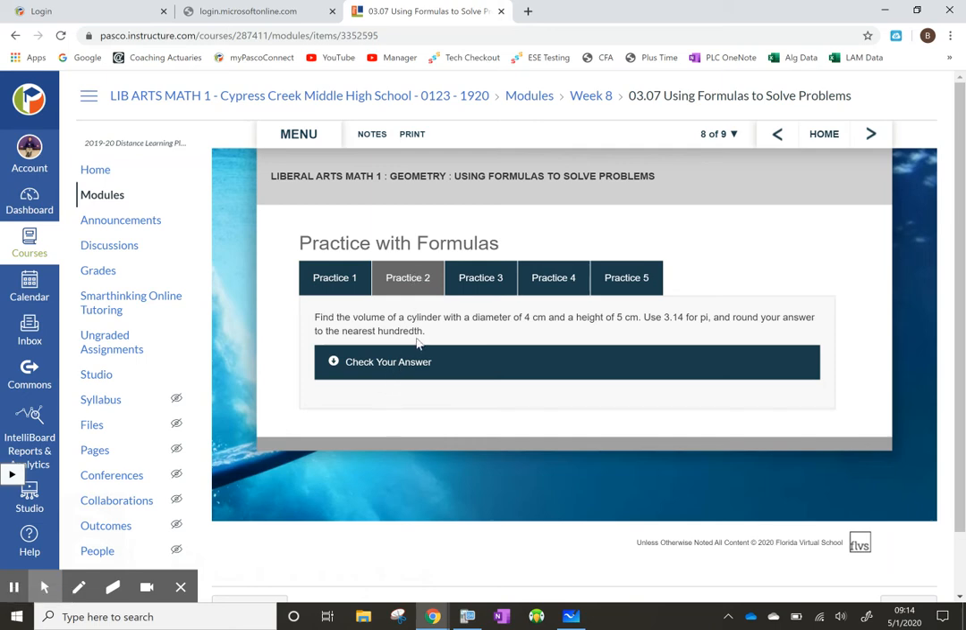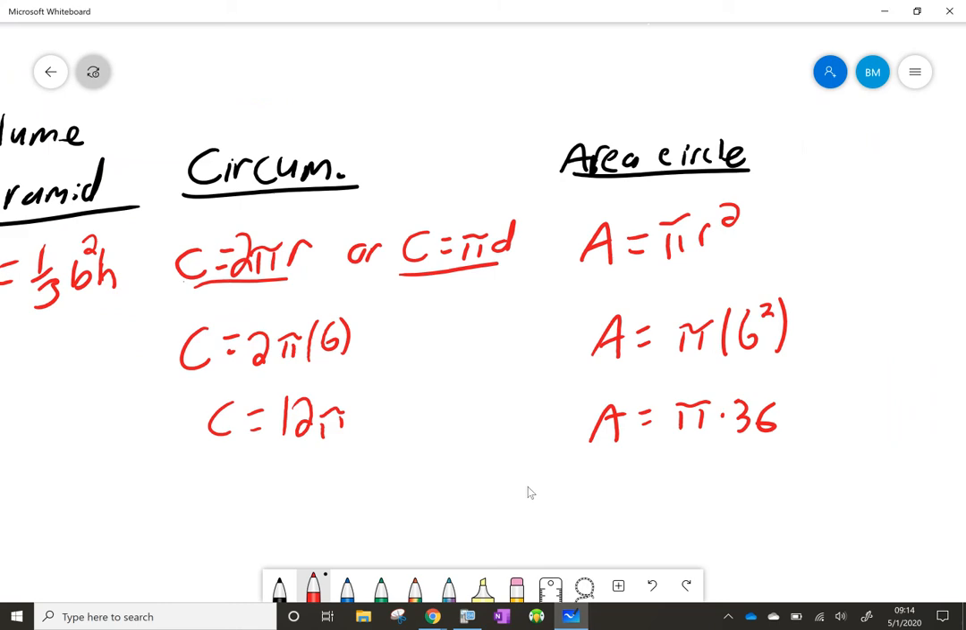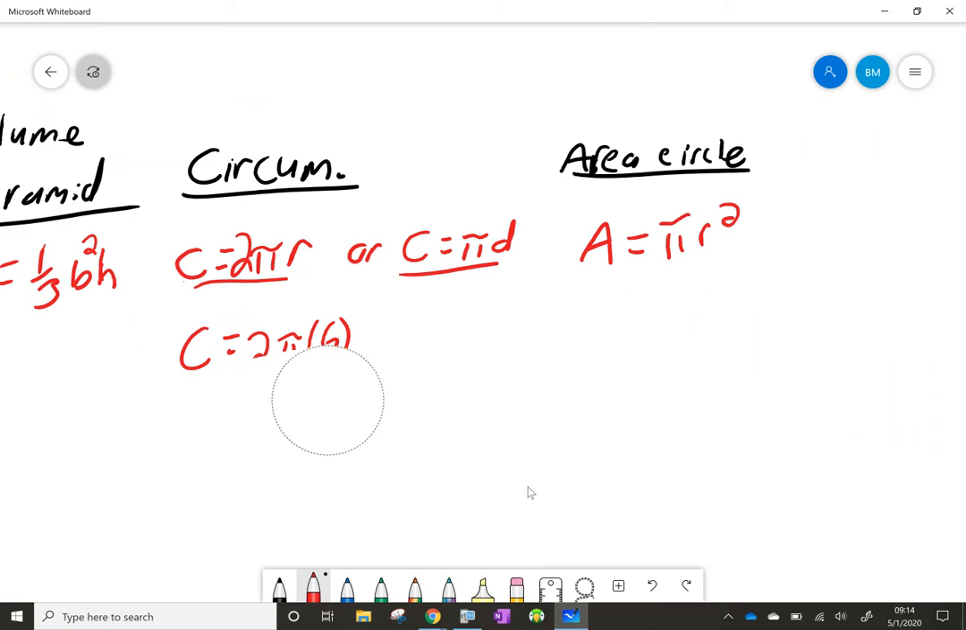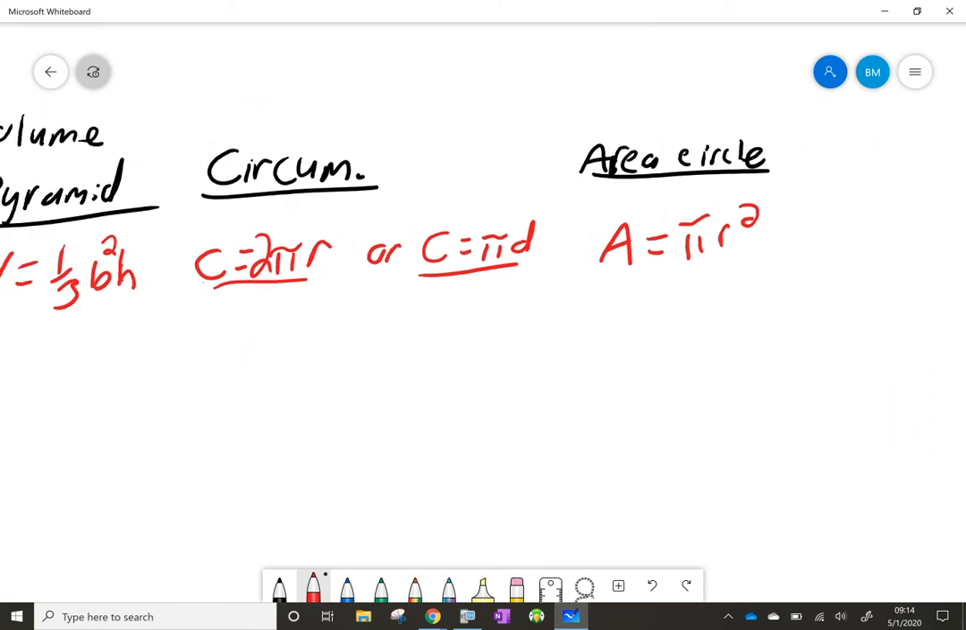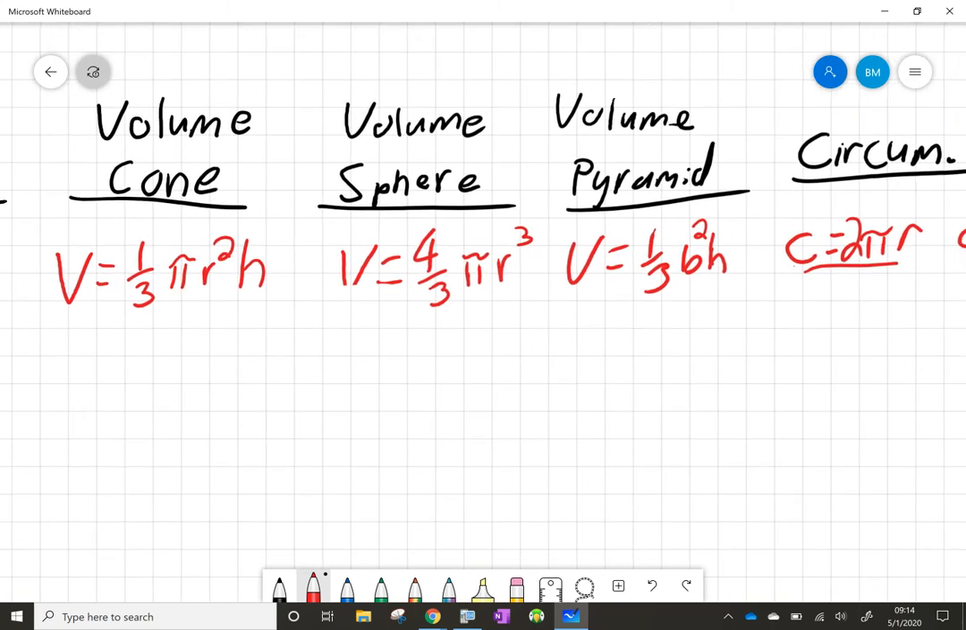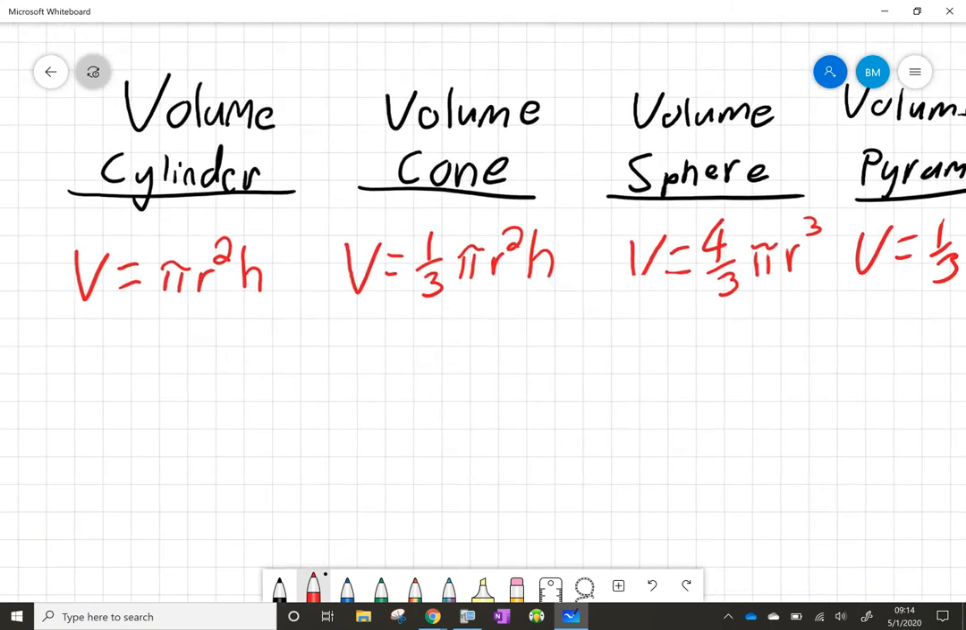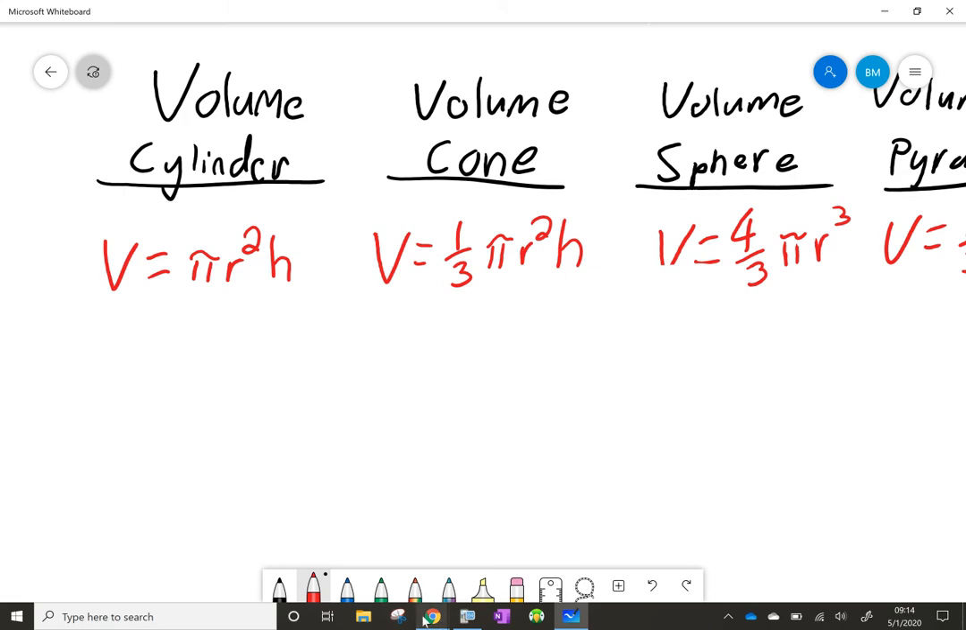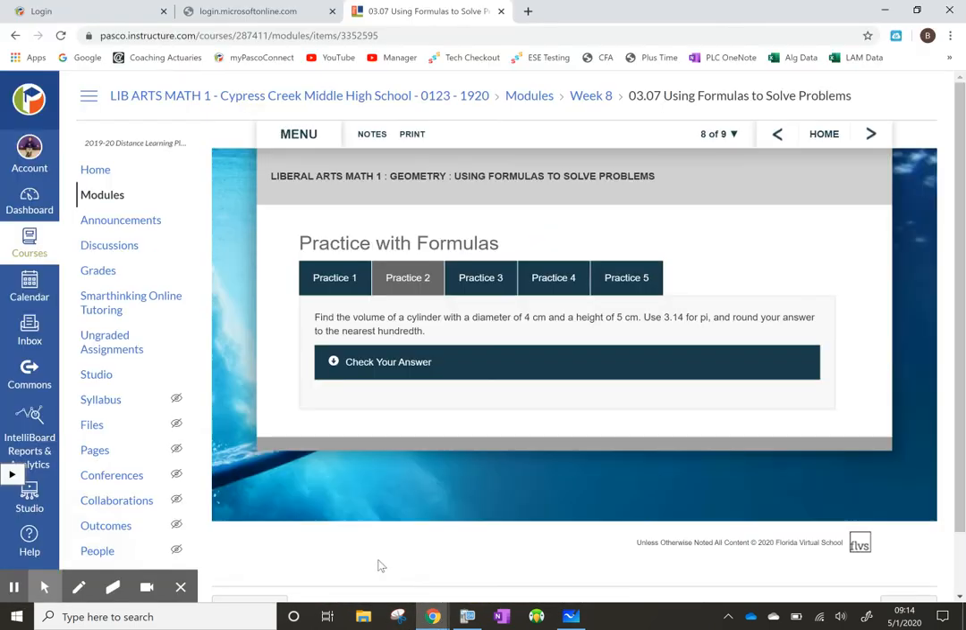All right, let's try this one. Find the volume of a cylinder with a diameter of 4 centimeters and a height of 5 centimeters. So going to our cylinder formula now, which is all the way over here, all the way to the end. And what criteria did it give us? It said that the diameter is 4. Now keep in mind, diameter is not the radius. Diameter 4 and height of 5.